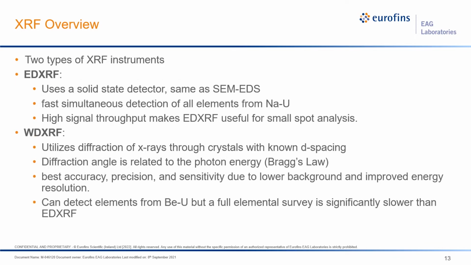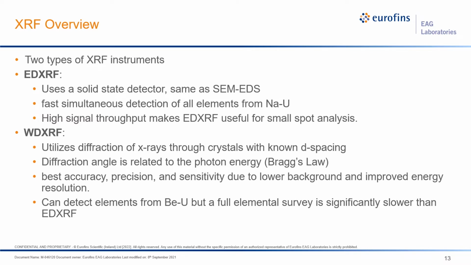XRF instruments come in 2 varieties based on the system for detecting the X-rays. Energy dispersive XRF instruments, or EDXRF for short, use a solid state detector which provides fast, simultaneous detection of the elements. EDXRF instruments, in fact, use the same type of detectors as SEM-EDS instruments, and that makes sense because both techniques are measuring the same fluorescent X-rays. The difference is that EDXRF produces the signals using high-energy X-ray bombardment, while EDS uses electrons.